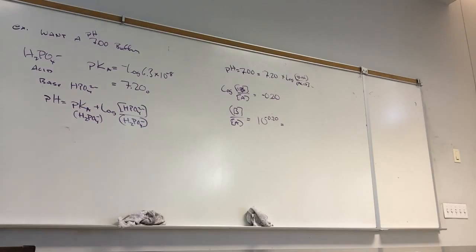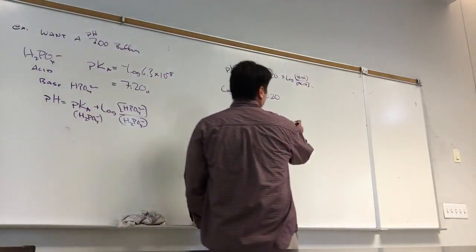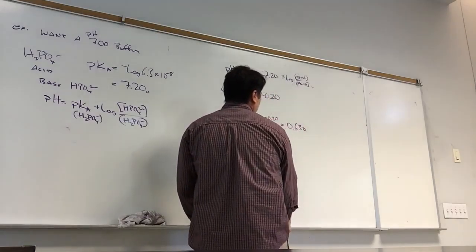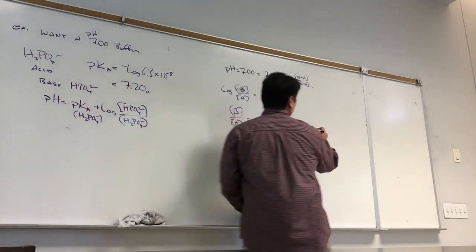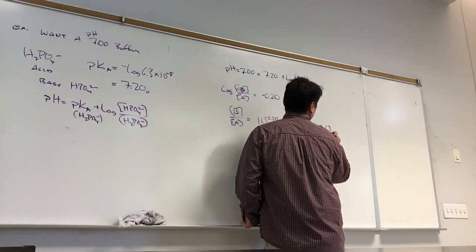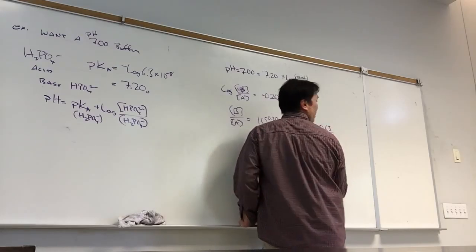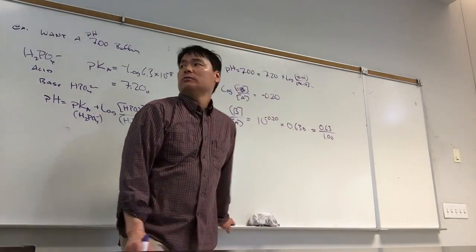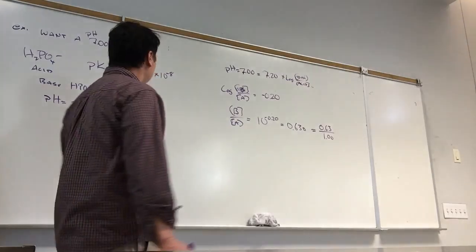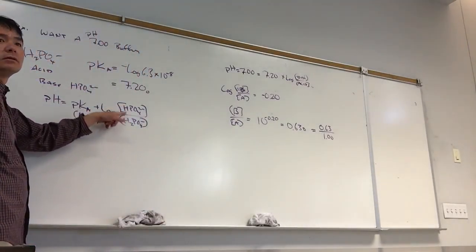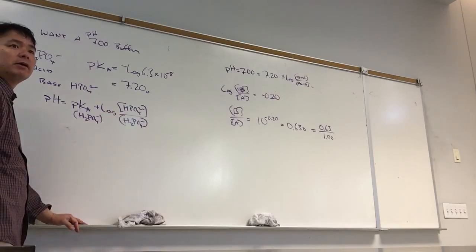0.63. Give me one more digit. 0.630. And so that means I need 0.63 parts of base to every 1.00 parts of acid. And so what I can do is make this 0.63 molar and 1 molar. And then I should have a pH 7 buffer.